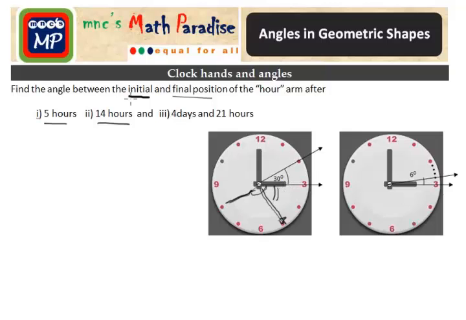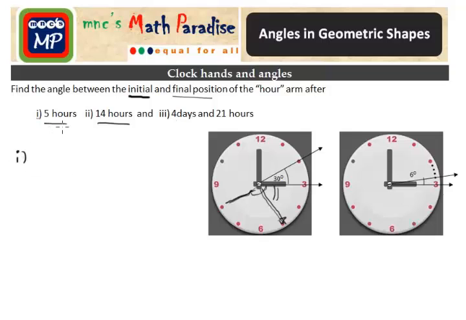So to find the angle between the initial and final position, first we need to convert the given hours into less than 12 hours. That means after every 12 hours it will come back to the same position. After that, how many hours it moves will determine the angle between its initial and final position. So let's do it one by one.